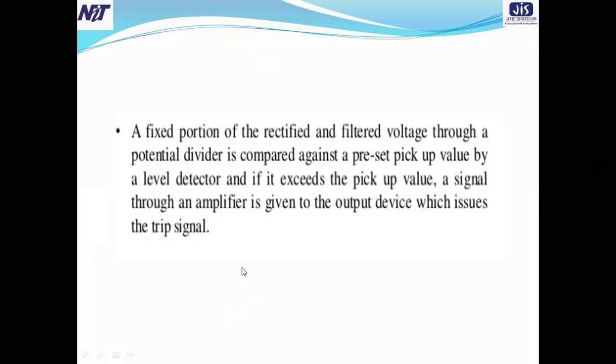Then a fixed portion of the rectified and filtered voltage, through a potential divider, is compared against a preset pickup value by a level detector. If it exceeds the pickup value, a signal through an amplifier is given to the output device, which issues the trip signal. So in this way, through these different processes, finally we get the trip signal.